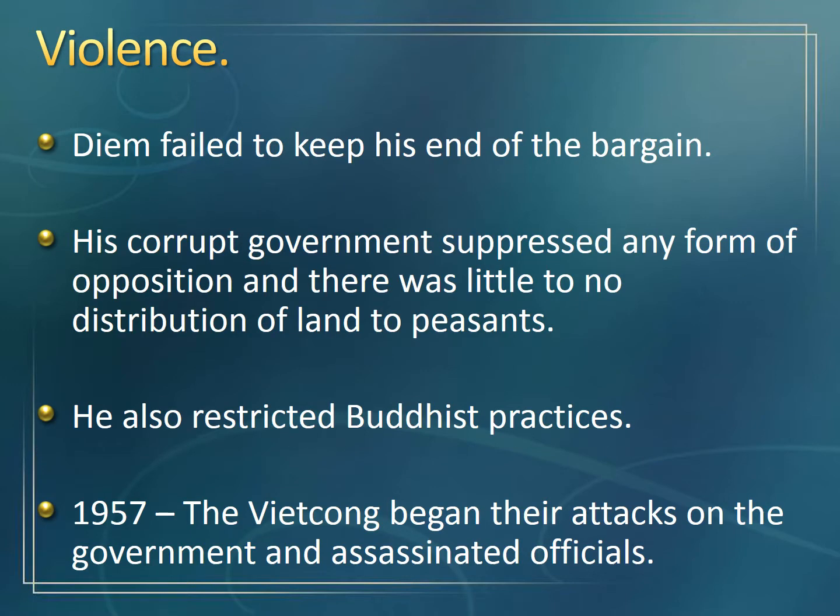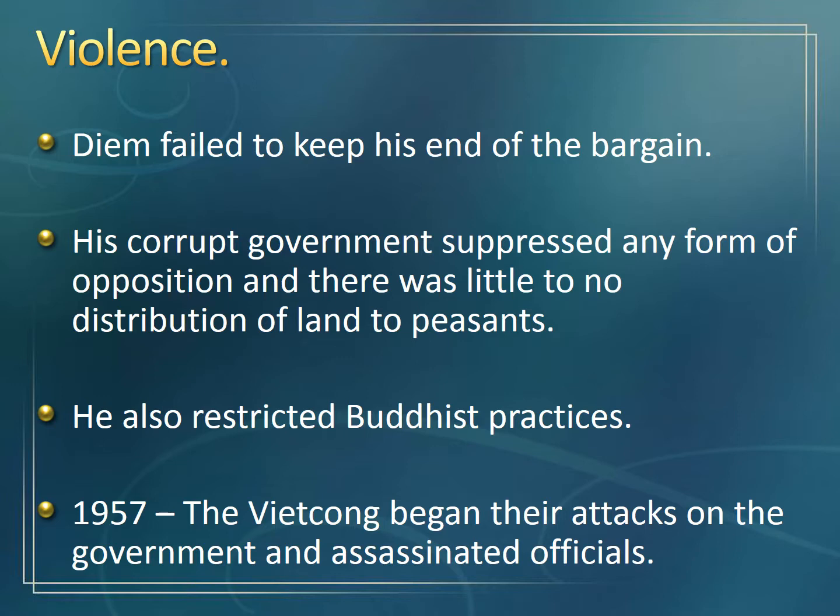Now, Diem failed to keep his end of the bargain. His corrupt government suppressed any form of opposition, and there was little to no distribution of land to peasants. Ho Chi Minh was well liked because he was a national hero for wanting the country to become independent. He was also well liked because he was distributing land to the peasants. But Diem was not well liked, and he was also restricting Buddhist practices. Diem was a devoted Catholic, so he was against the Buddhist religion, basically. So he restricted a lot of the Buddhist practices, which was a majority of people in Vietnam at this time.